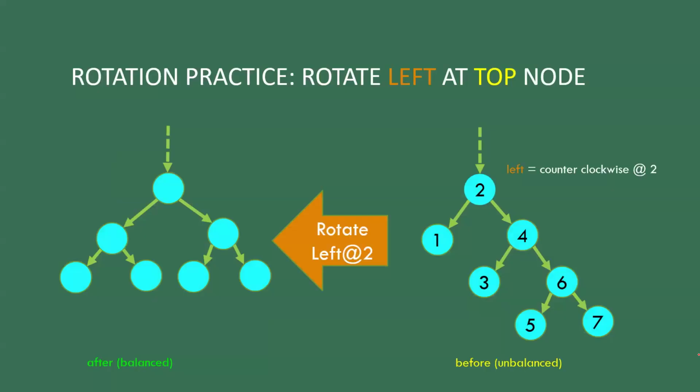A left at the top node, if we just try to visualize the numbers. If I'm rotating left or counterclockwise at the 2, I'm pulling up the 4. So the 4 is going to become the new root. The 2 is going to go down. The 4 pulls up the 6 with it. The 6 pulls up the 7 and the 5, and the 3 gets handed across.